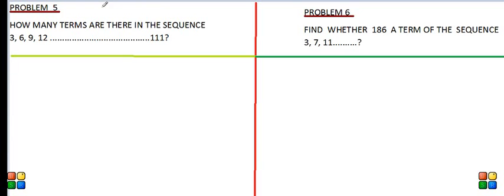Here in problem number 5 we are asked to find how many terms are there in the sequence 3, 6, 9, 12 and so on till 111.